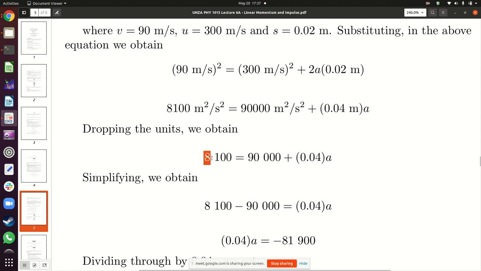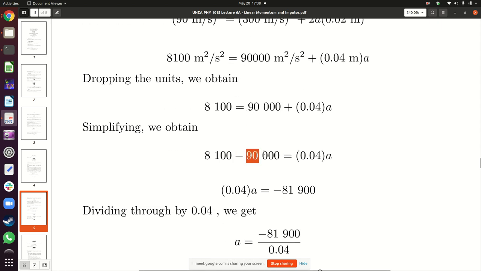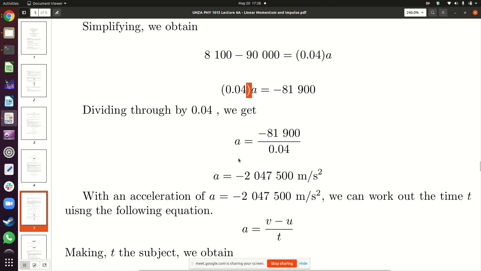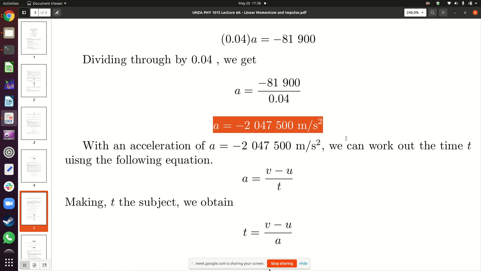So we end up having 8,100 equals 90,000 plus 0.04a. This 90,000, we take it to the other side. You have got 8,100 minus 90,000 equals 0.04a. So we end up having 0.04a equals minus 81,900. You divide both sides by 0.04, so you end up having a equals minus 81,900 divided by 0.04, and this gives you an acceleration value, which is equal to minus 2,047,500 meters per second squared.